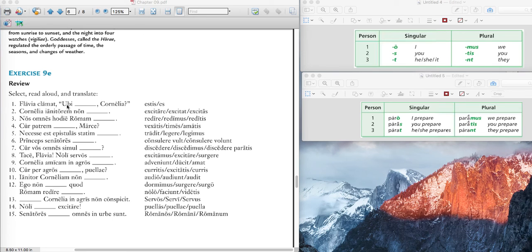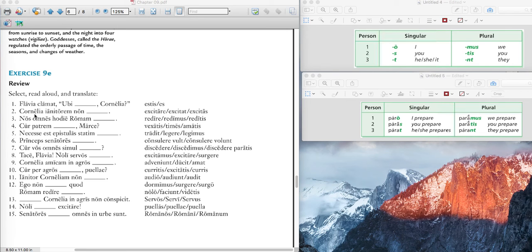Flavia shouts, "Where are you, Cornelia?" All right. Now, estis and es are both forms of the verb sum, which is like I am, or to be, the verb to be. Now, what do you notice though? Estis ends with tis here, whereas es just ends with the letter s. So if we look over here, we see tis, you plural, and here we just see the S meaning you singular. So here Flavia is talking to Cornelia and she's saying, "Ubi es, Cornelia? Where are you?" You singular, not you plural.